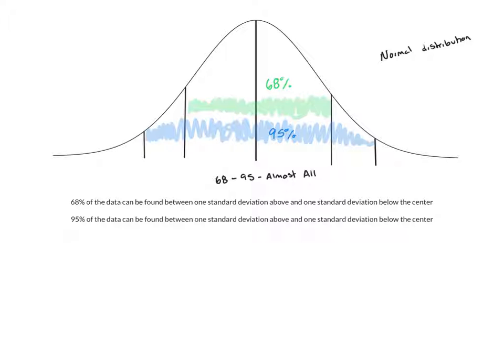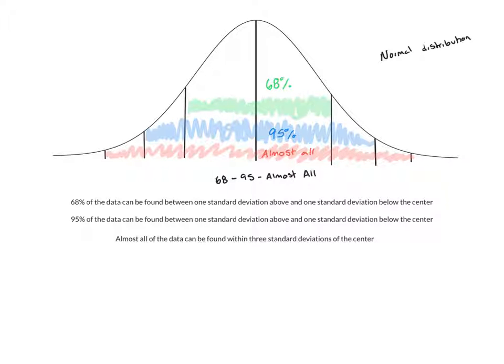Well, there's one more piece of information we come up with here, and at this point you could probably guess it. If we add in our third standard deviation below and our third standard deviation above, then we can go ahead and highlight all of this. As you can guess by the rule itself, but also by the drawing, if I go 3 standard deviations on either side, I have almost all of my data.